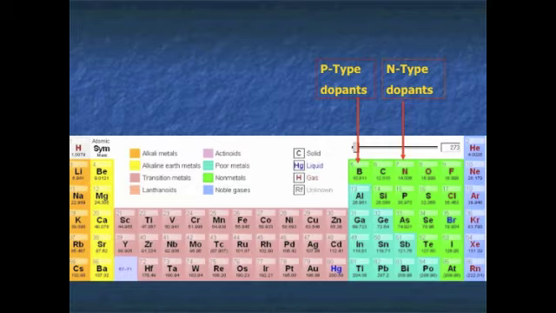Boron is called a p-type dopant. P because the holes in the crystal behave like positive particles.